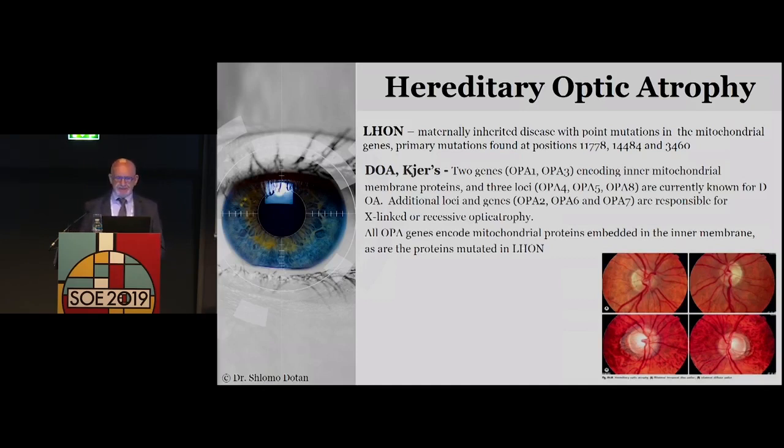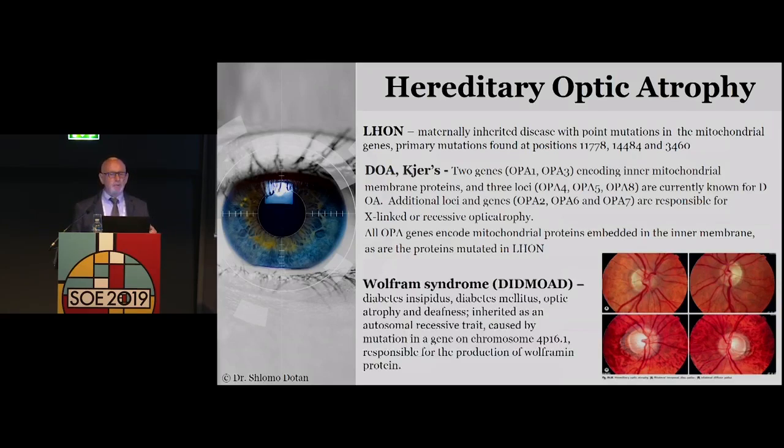We have in DOA two genes, OPA1 and OPA3, which encode inner mitochondrial membrane proteins, and three loci, which are currently known for DOA. And of course, we have the Wolfram syndrome, which includes diabetes insipidus, diabetes mellitus, optic atrophy, and deafness, which is a disease inherited as an autosomal recessive trait, all ending in optic atrophy.